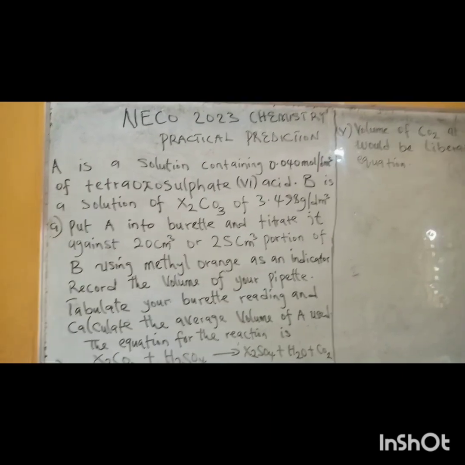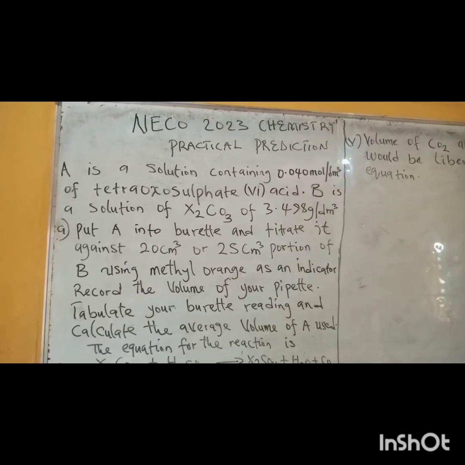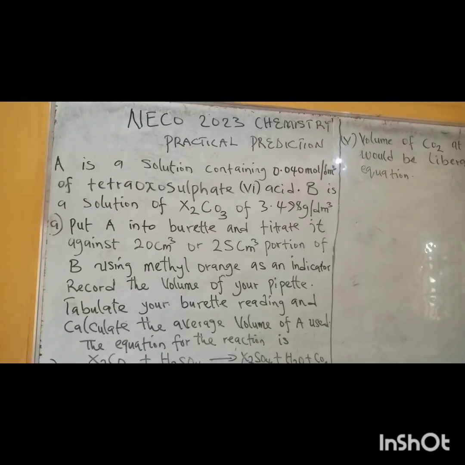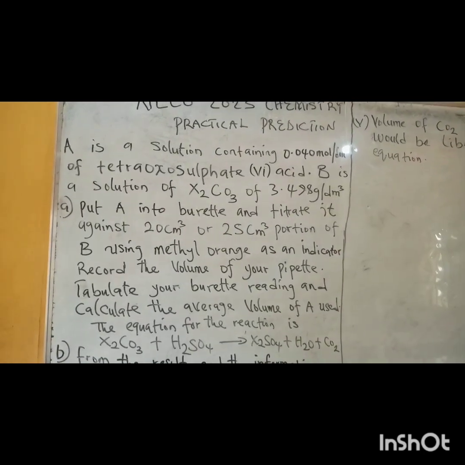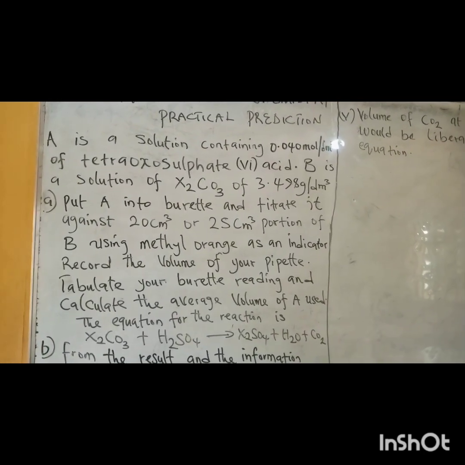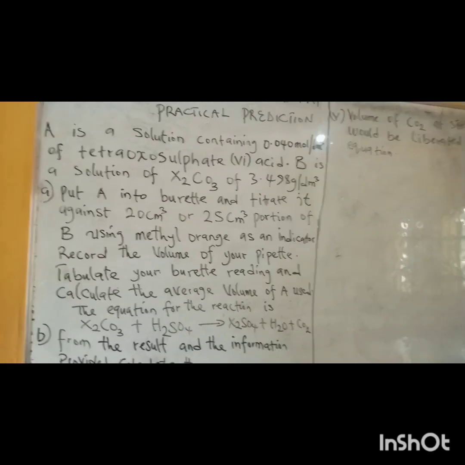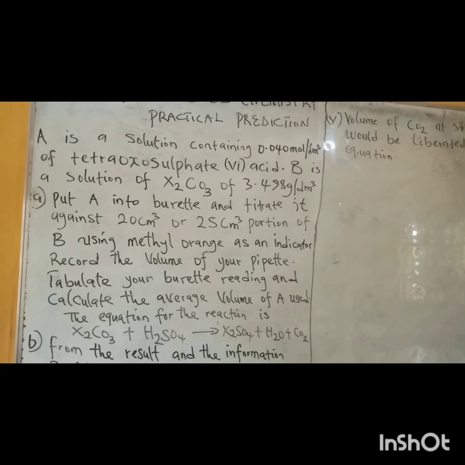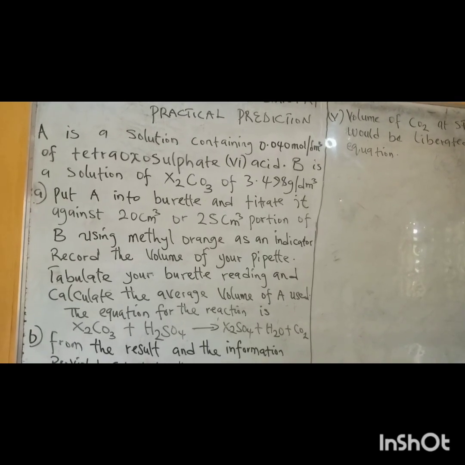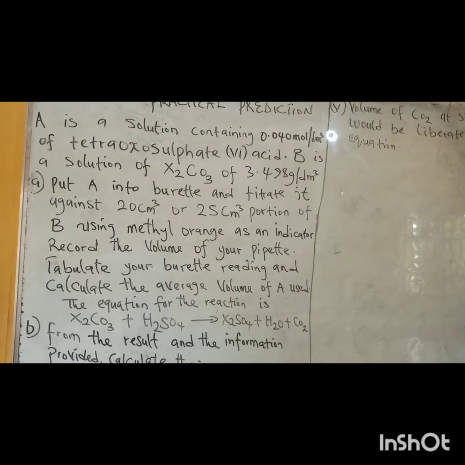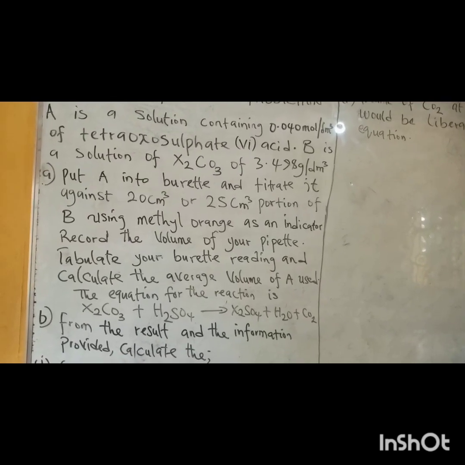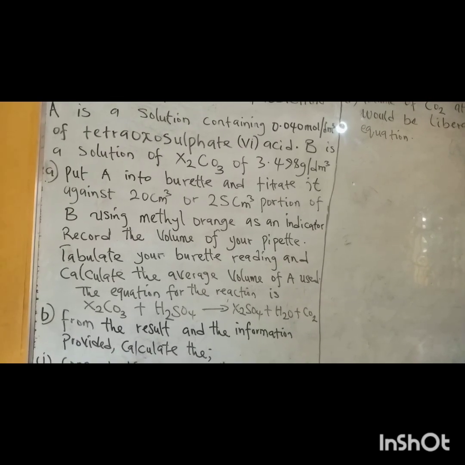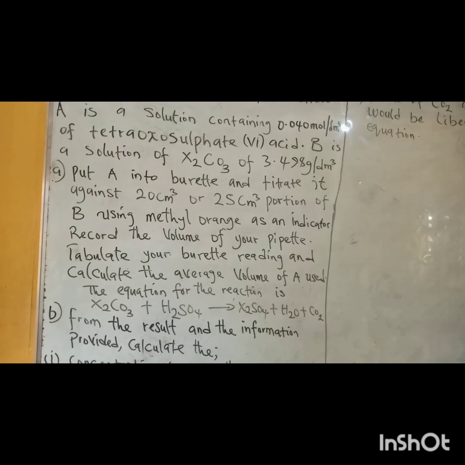Just take a look at the question very well, see how it is arranged, and the questions that are being asked there. A is a solution containing 0.040 moles per dm³ of tetraoxosulfate(VI) acid. B is a solution of X2CO3 of 3.498 grams per dm³. You should put A into the burette and then titrate against a 25 cm³ portion of base.